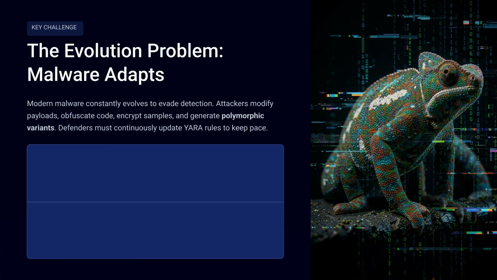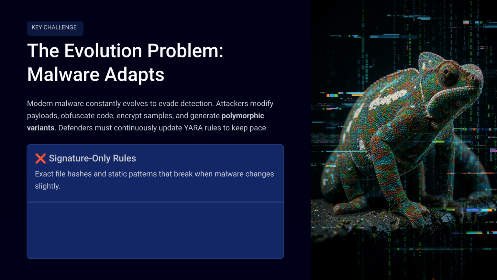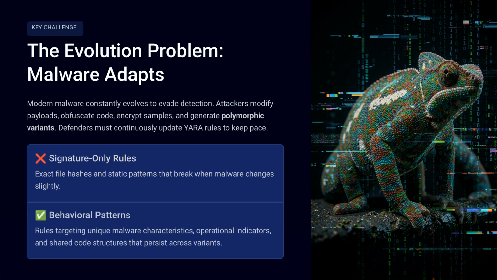A key challenge is the evolution problem. Malware constantly evolves. Signature-only rules break easily when malware changes. Behavioral patterns, which target unique characteristics and shared code structures, offer a more persistent detection method against polymorphic variants.